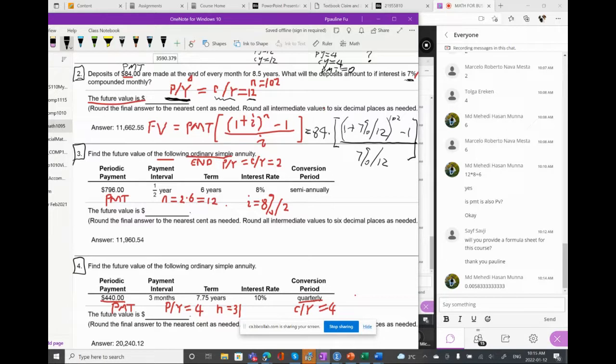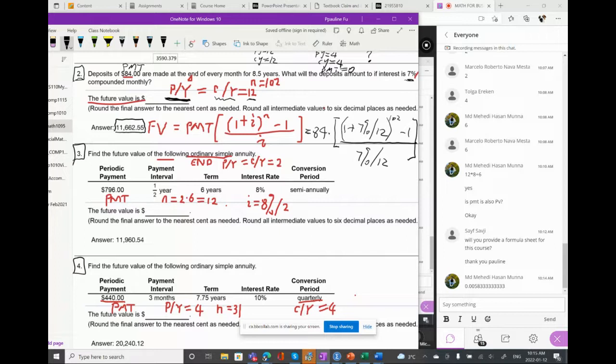Okay? And the final answer, thank you, Hassan. Hey, you got I. Thank you. So the final answer is here. $11,662.55. This is formula method to calculate future value. Any questions?